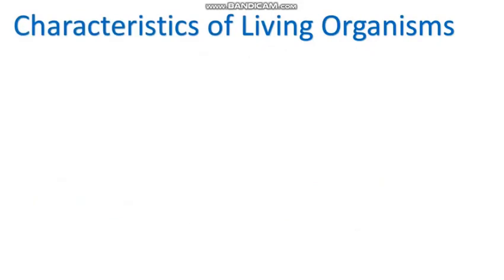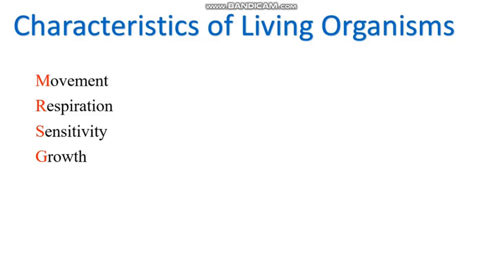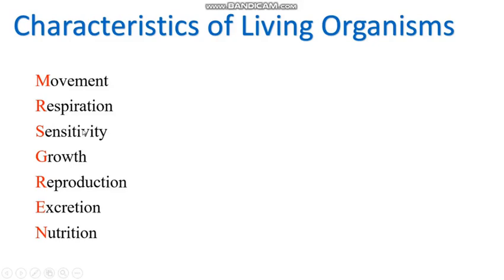So we now move on. We look at the characteristics of living organisms. There are 7. The first one is movement. We also have respiration, sensitivity, growth, reproduction, excretion, and nutrition.